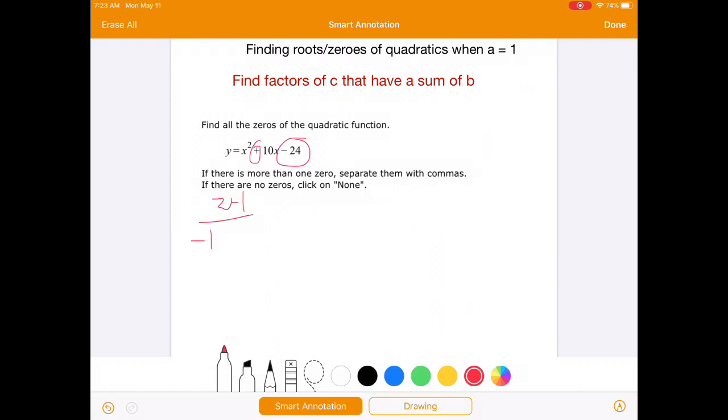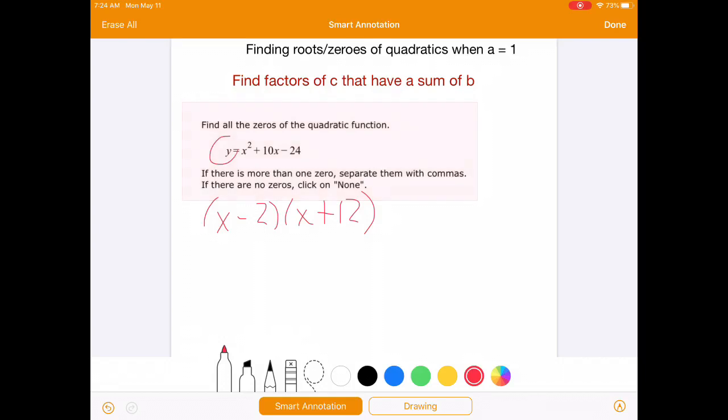So we could have -1 and positive 24. We could have -2 and positive 12, -3 and positive 8, -4 and positive 6. And we are looking for the one that is adding up to give us 12. And in that case, it's -2 and 12. So we're going to be looking at x minus 2 times x plus 12.